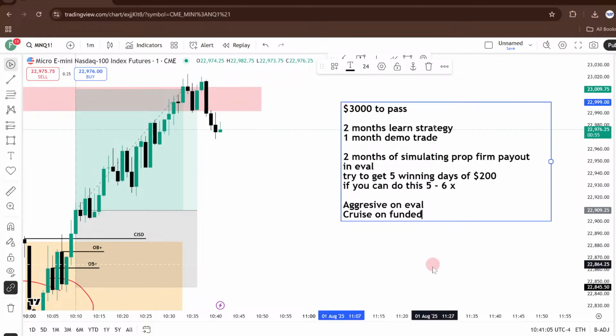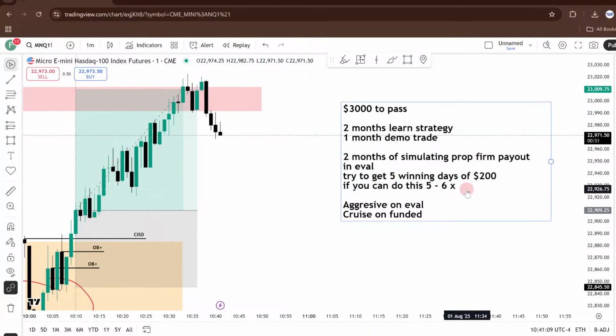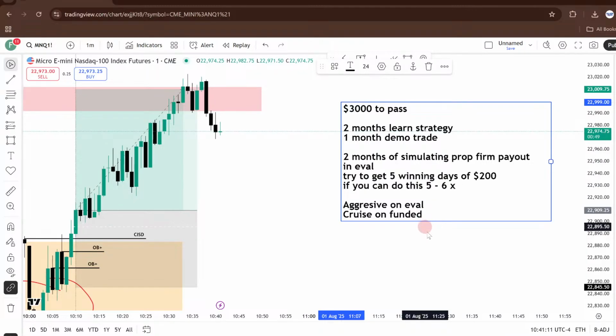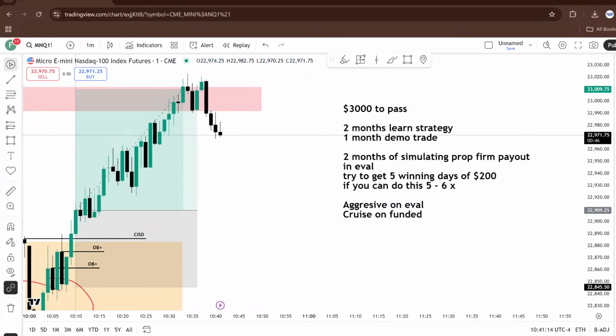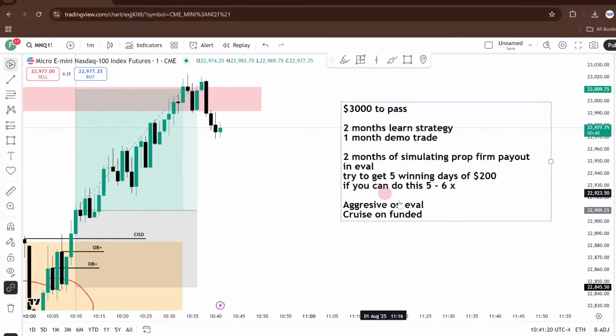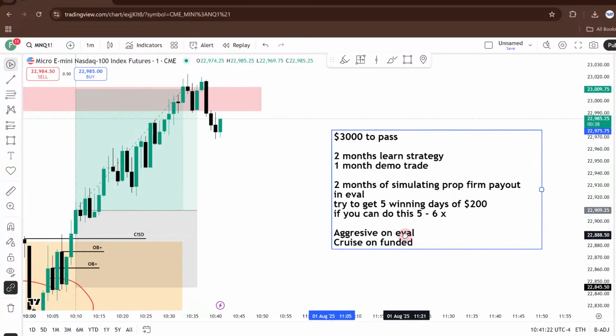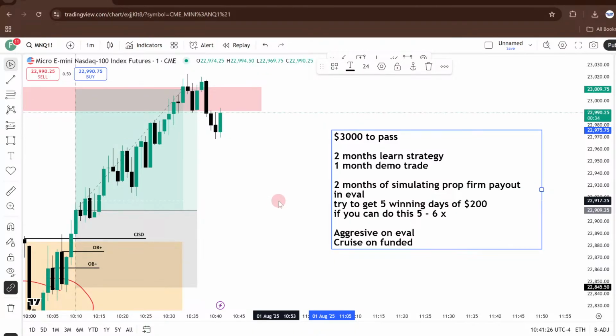Because my philosophy is this: if in an eval you can prove that you can get a payout, like you can simulate the conditions, then you may as well pass the eval quickly, and then when you get the funded account, just do the same thing. Does that make sense? This is not financial advice by any means, but this is what I've done.